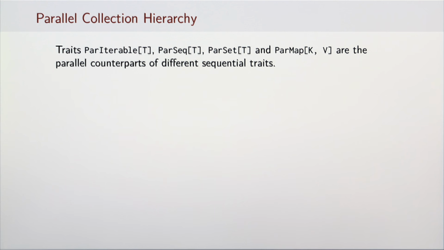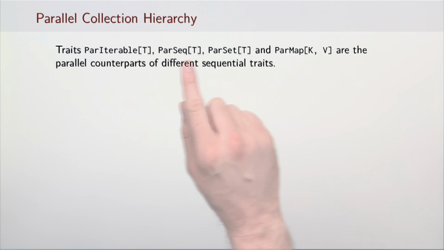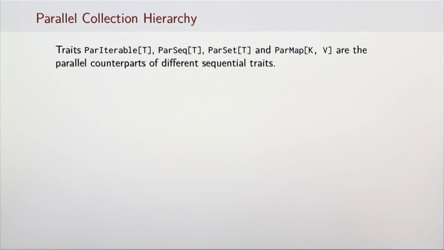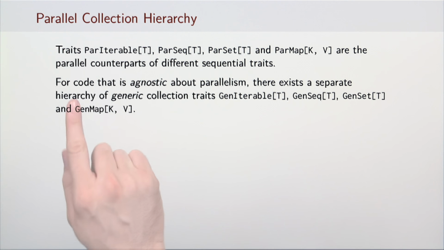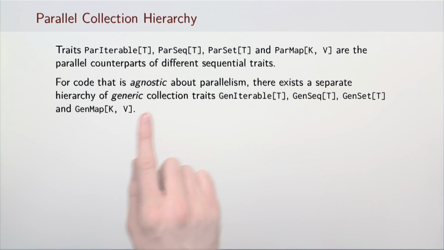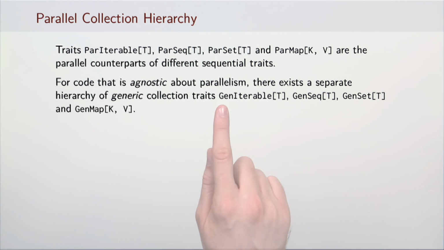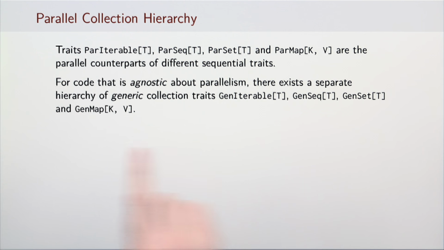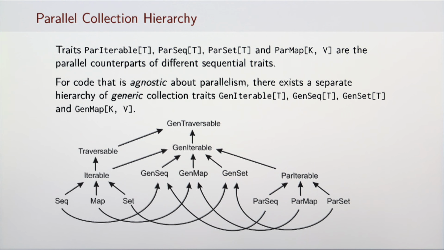Let's next take a look at the parallel collection hierarchy. Traits ParIterable, ParSeq, ParSet, and ParMap are the parallel counterparts of different sequential collection traits. Collection operations on objects that implement these traits generally execute in parallel. For code that is agnostic about parallelism, there exists a separate hierarchy of generic collection traits: GenIterable, GenSeq, GenSet, and GenMap. Methods on these collection types may or may not execute in parallel. The following figure shows this collection hierarchy.